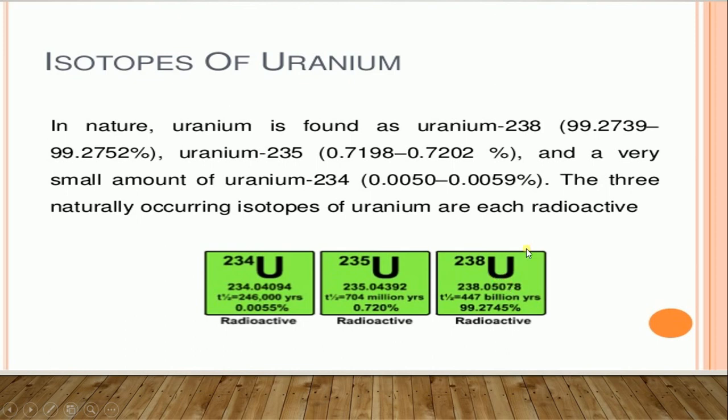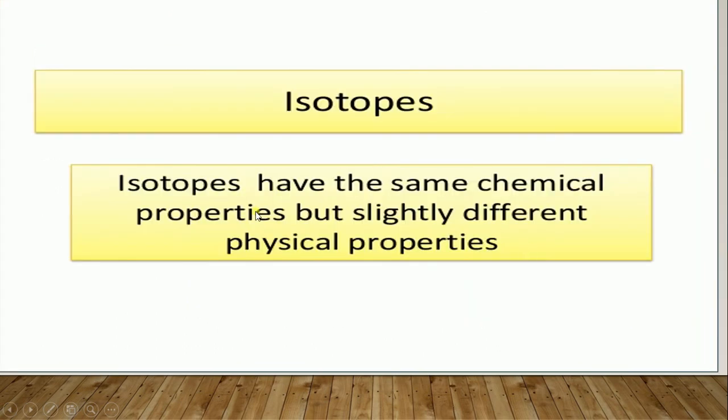They can emit radiations. Isotopes have the same chemical properties, but slightly different physical properties. What does it mean that they have the same chemical properties? Because they have the same atomic number, they have the same proton number. But slightly different physical properties means that their masses are different. Their atomic masses are different. If atomic masses are different, then physical properties also vary, because physical properties depend upon the mass of an element.